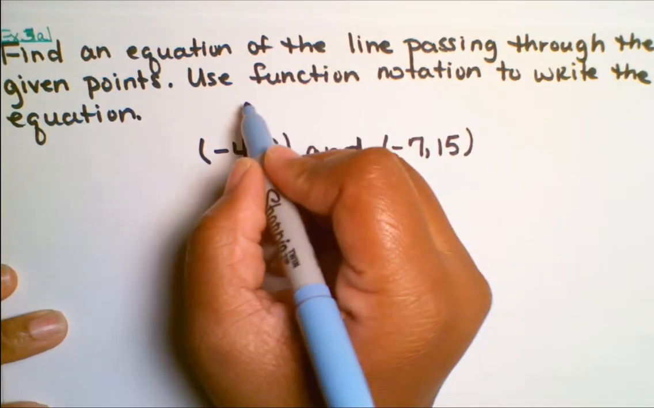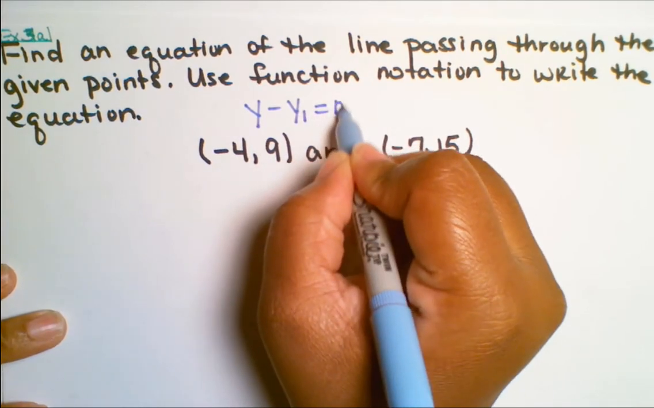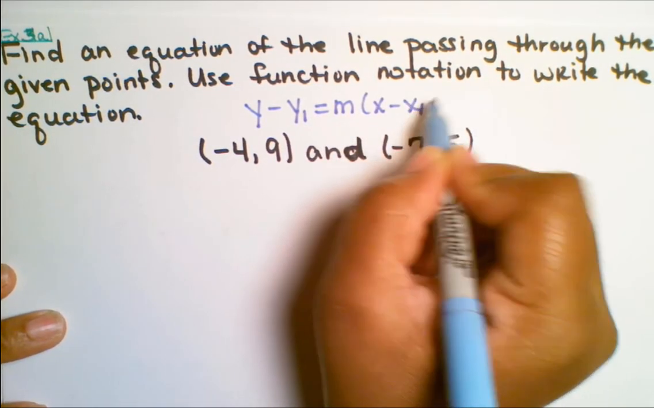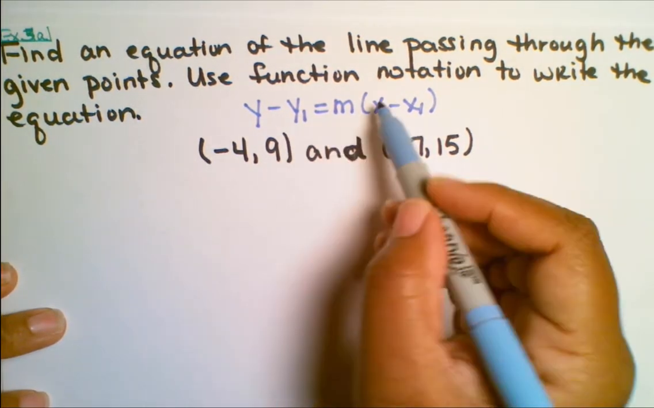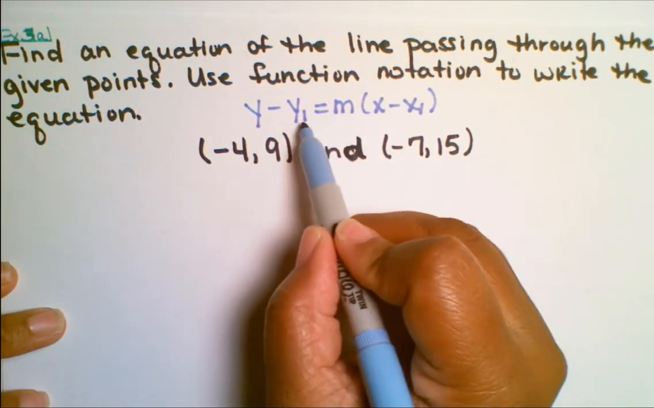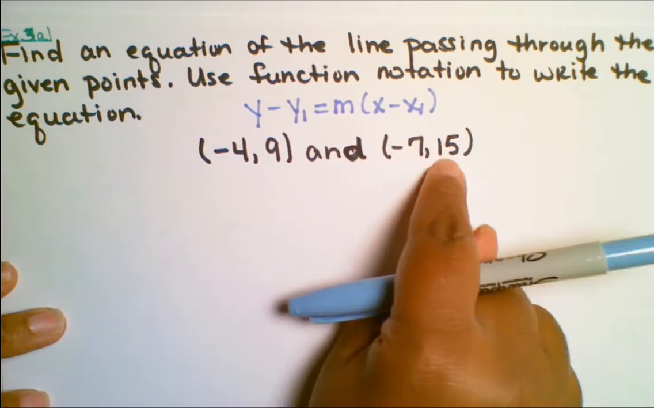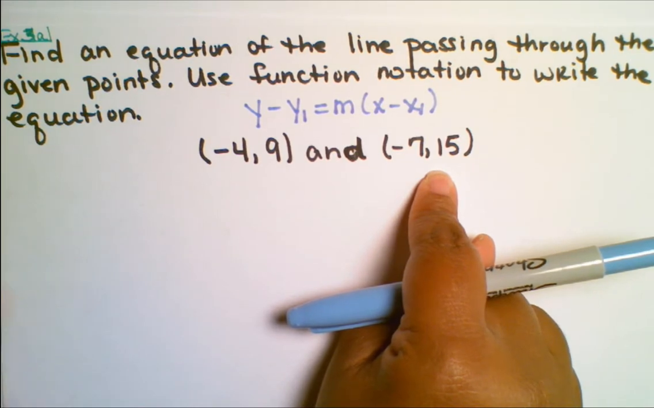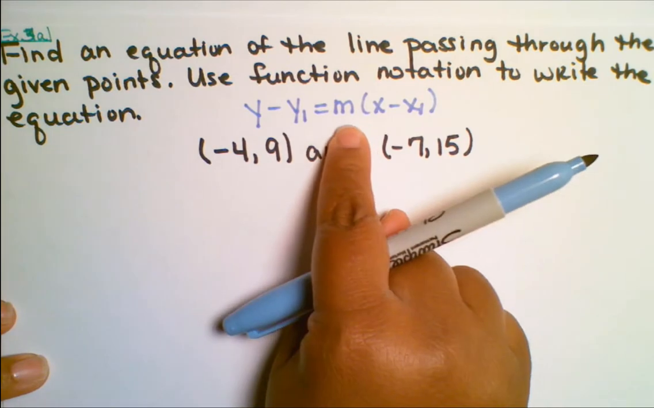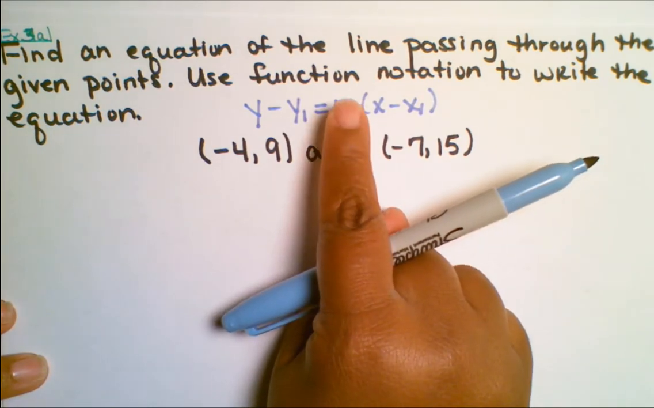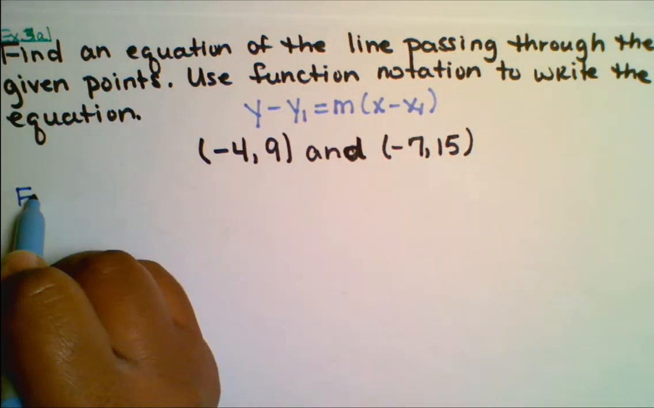Of course, we're going to use the point slope formula. We're going to use this formula because we have a set of points and we also have the slope. But what's missing in this particular question is the slope. It's giving us two sets of points. That's fine and good, but in order for us to use the point slope formula, we need to know the slope. So since we need to know the slope, we need to find it.